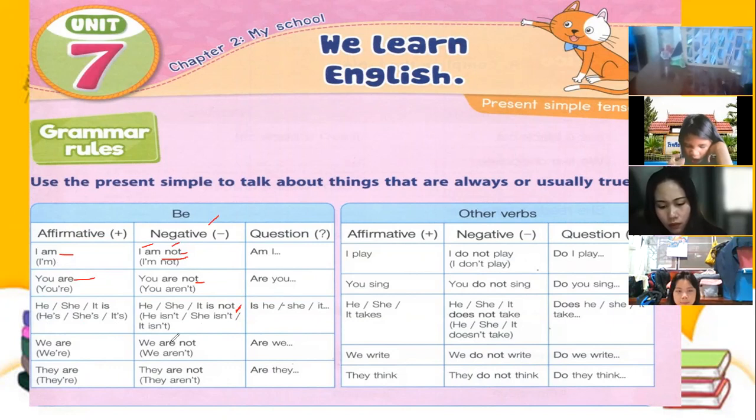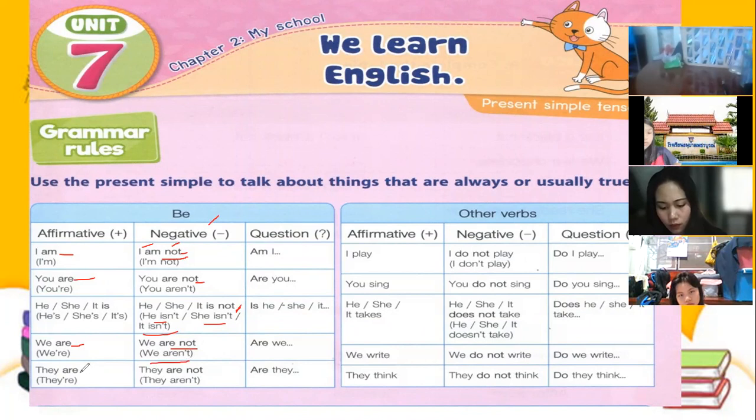Okay, then in the short form, if you use all these subjects, for example, we can use he isn't, she isn't, it isn't. Okay, now we are, affirmative. So what will be the negative of that? The negative will be we are not, or we can say we aren't.